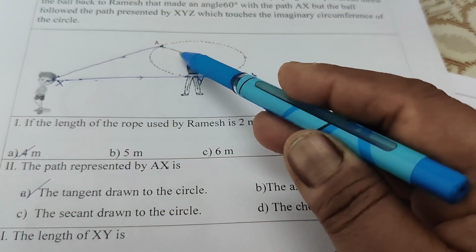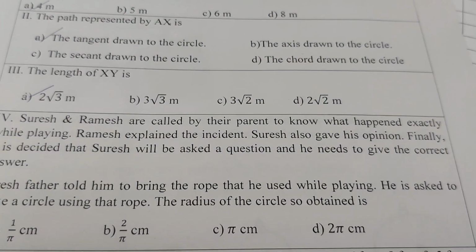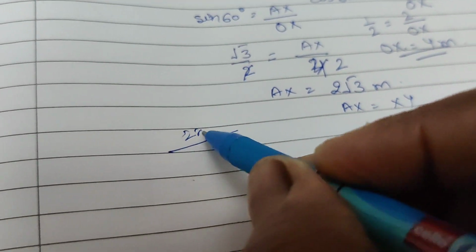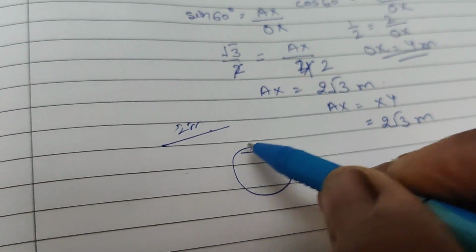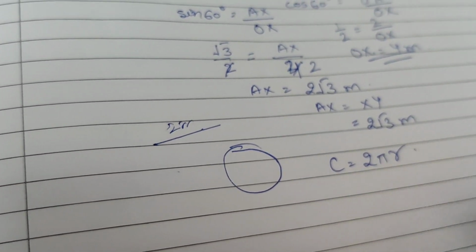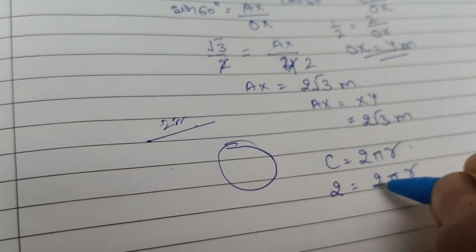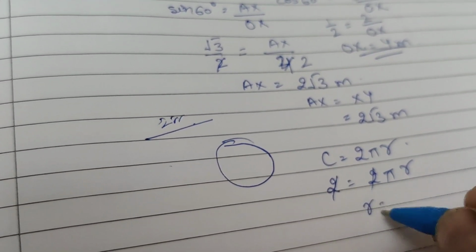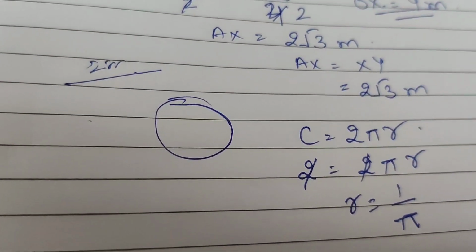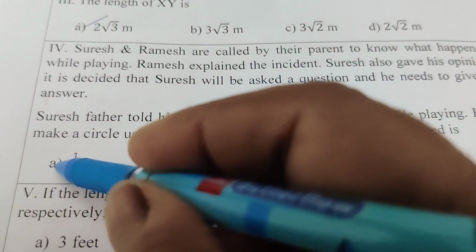2 meters means the circumference of the circle equals 2 meters. Make a circle of this 2 meter rope. It means the circumference equals 2 meters. The formula of circumference is C equals 2 pi r. The circumference is 2, so 2 pi r equals 2. Then the radius equals 1 upon pi. The radius equals 1 upon pi.